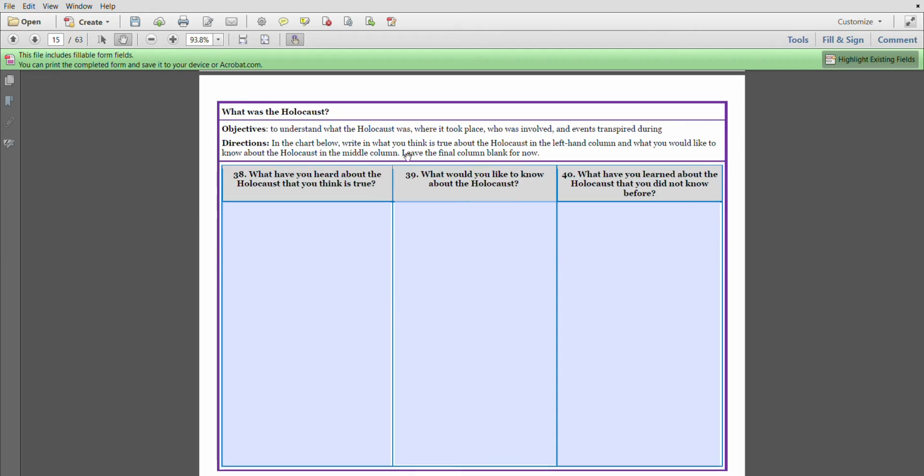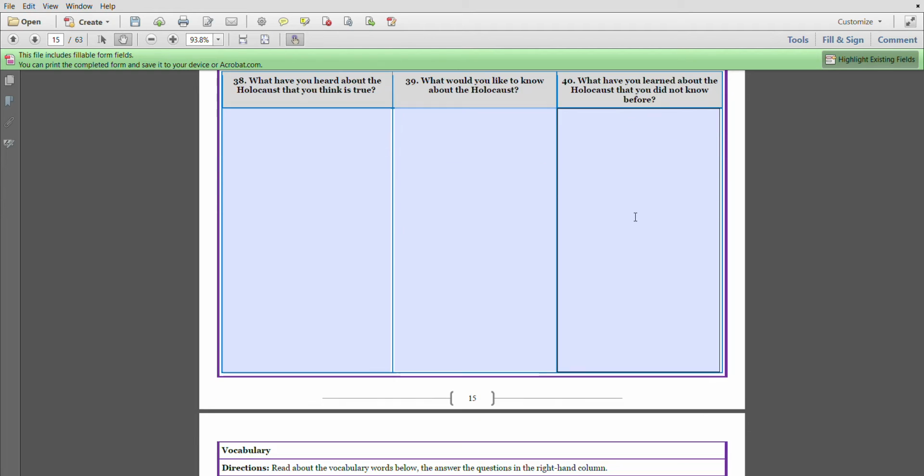Page 15. What was the Holocaust? Objectives: to understand what the Holocaust was, where it took place, who was involved, and events transpired during. Directions: in the chart below, write what you think is true about the Holocaust in the left-hand column, what you would like to know about the Holocaust in the middle column, and leave the final column blank for now. So question 40 stays blank for the moment.